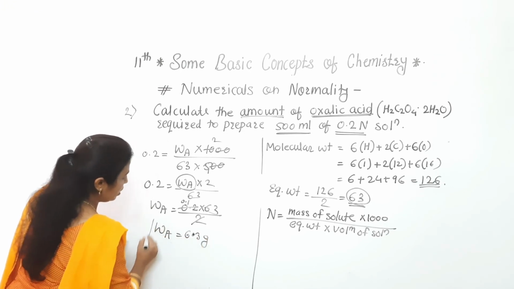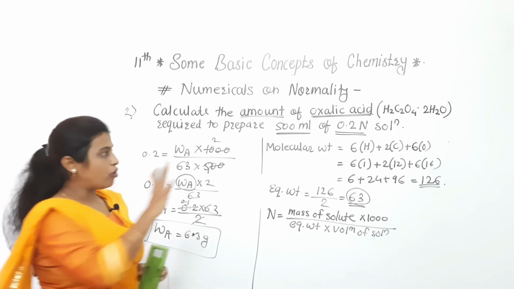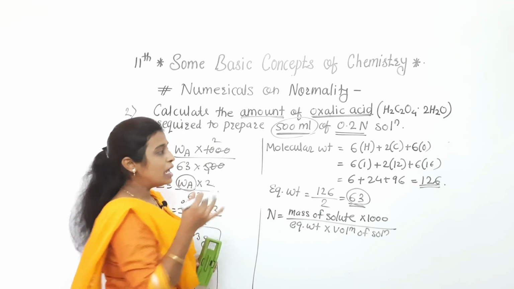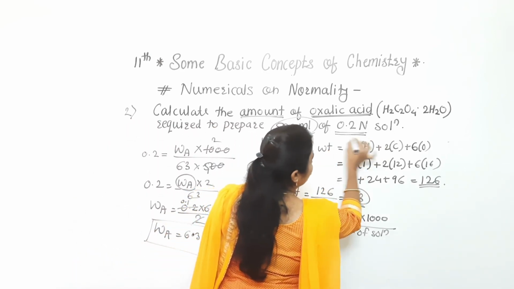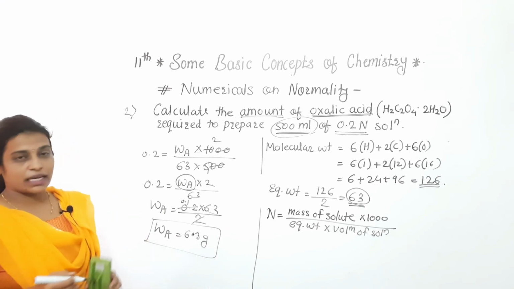6.3 gram. Means in this way we can say that when 6.3 gram of oxalic acid is dissolved in 500 ml of water, at that time we are getting the solution of 0.2 normal concentration. Here the second example ends.